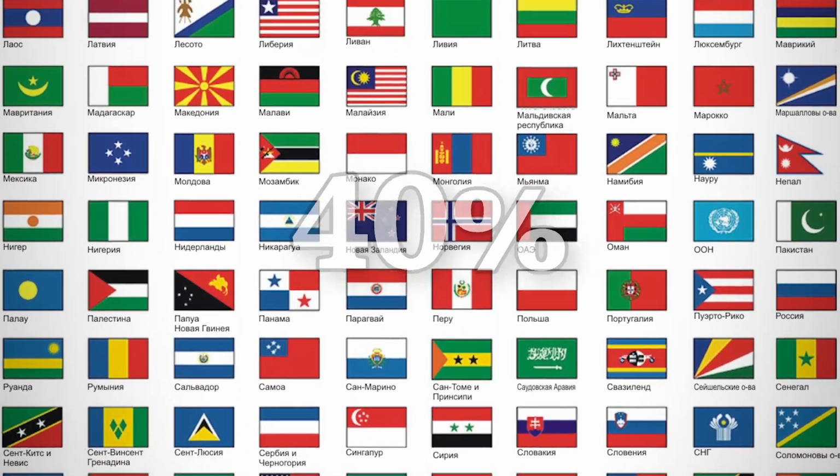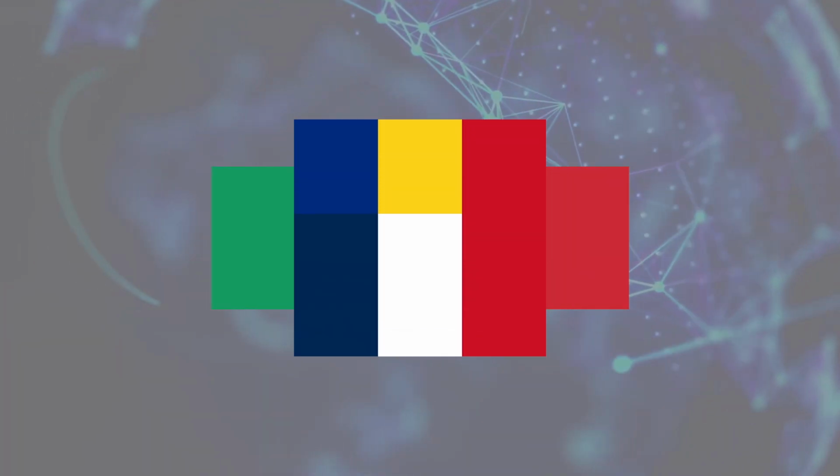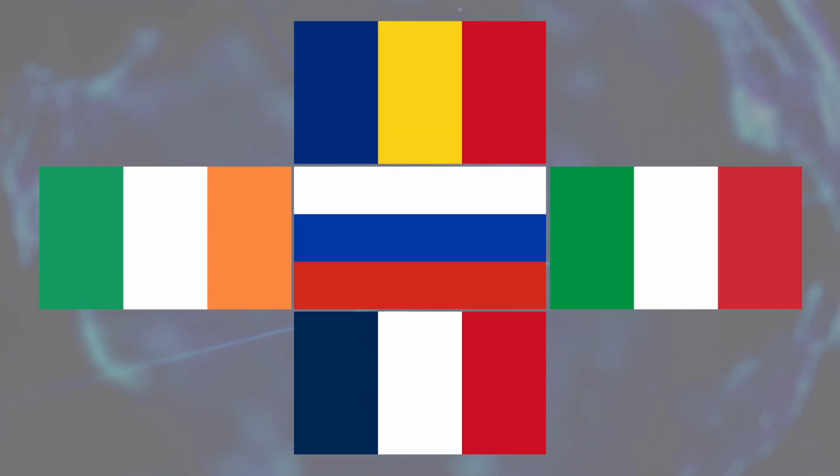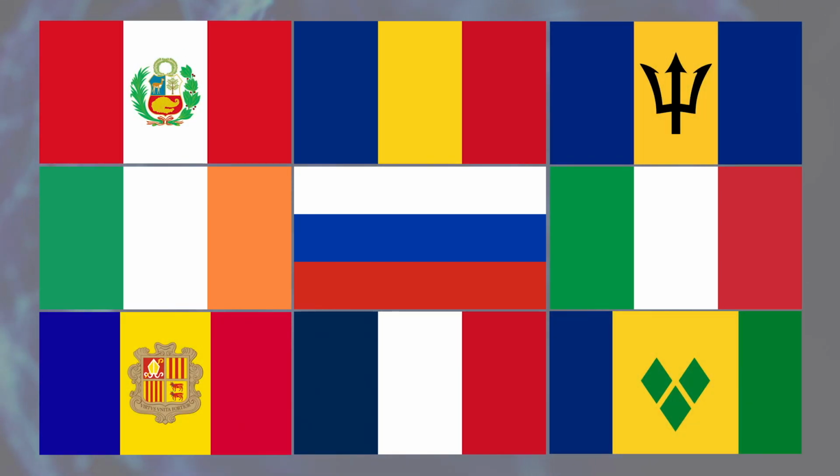Over 40% of all national flags are tricolors. Flags with 3 colored stripes are called tricolors. Many vertical tricolors are modeled after the French tricolor, which represents the Republic and the rejection of aristocratic rule.